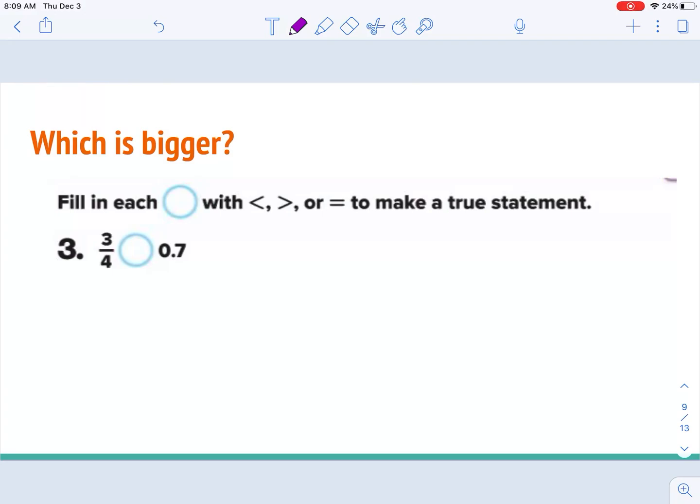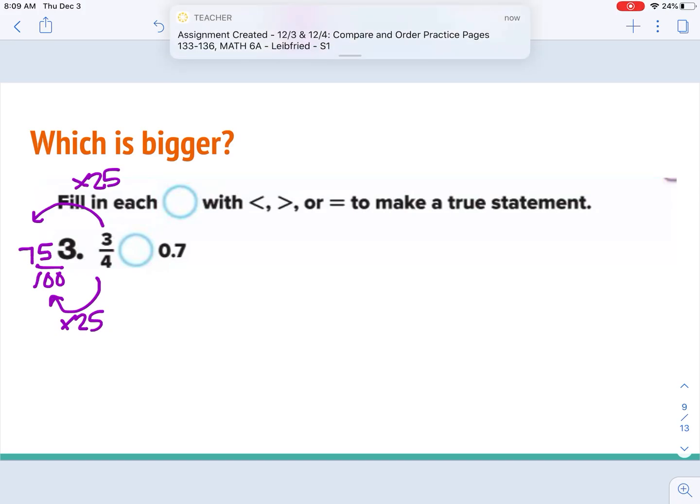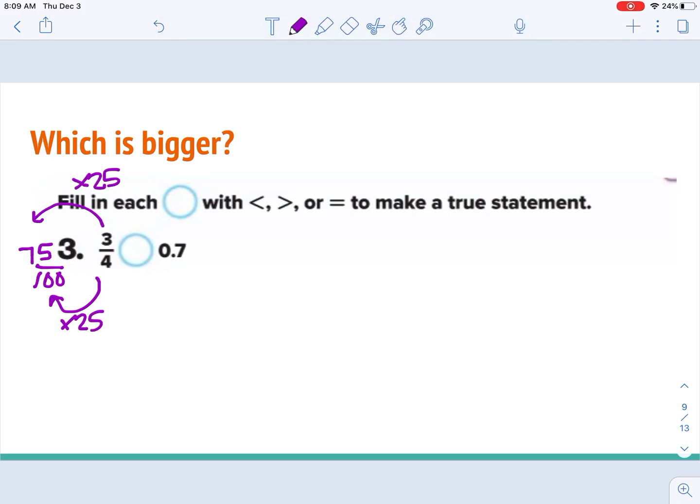3/4. I know that I need to make a denominator of tenths or hundredths. I can't turn 4 into tenths, so I'm going to turn it into hundredths. Remember that it's 4 quarters, so it's times 25. And I'll do the same thing on the top, and I'll get 75 hundredths. Okay, we got 75 hundredths over there. And on the other side, we have 7/10.